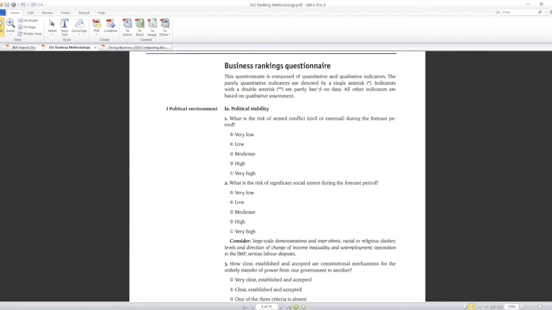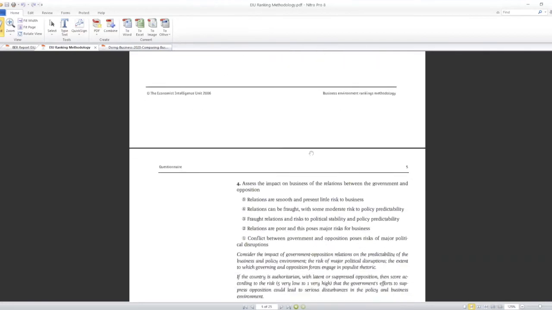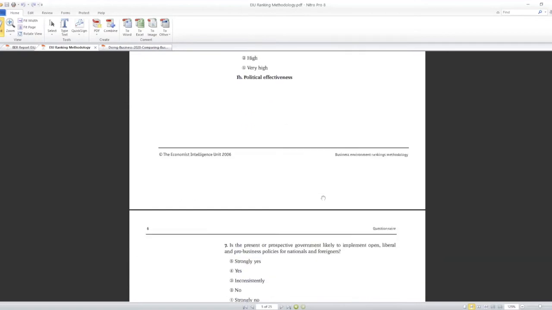Yes. Good. We can. So they said it's composed of both quantitative and qualitative indicators, right? So they use an asterisk to indicate which one is quantitative and then which one is partly based on data, right? So they explain every single level of the analysis, right? So for those of you who are doing research in this area, perhaps you can use this questionnaire to guide you. They look at the political environment, and under political environment, they consider political stability, which has a number of questions, both qualitative and quantitative. Then they look at political effectiveness, right?